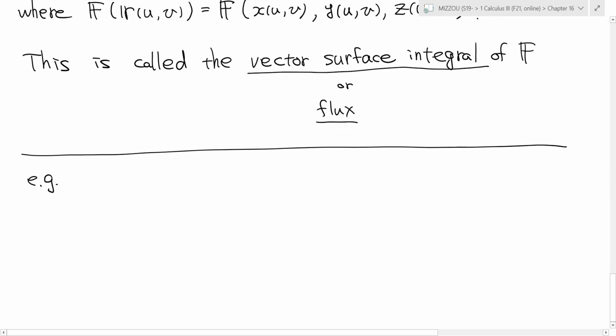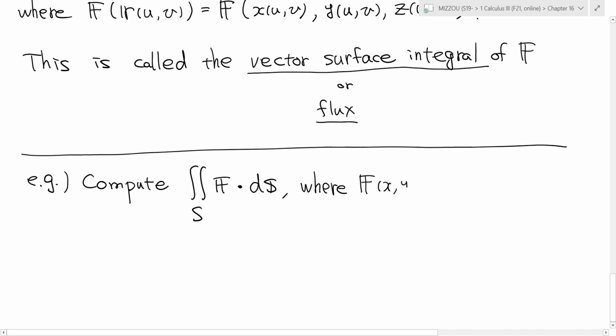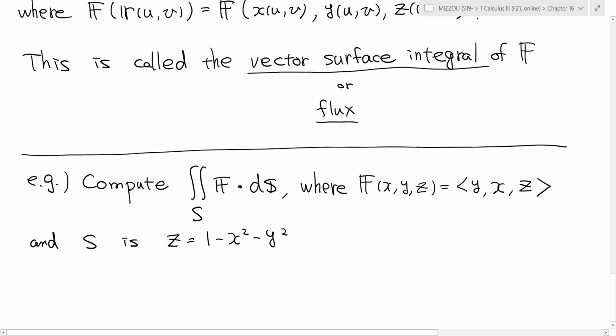Example. Compute the surface integral of F dot dS, where our vector field F of x, y, z is yxz, and S is z equals 1 minus x squared minus y squared, with z bigger than or equal to 0. And the orientation is inward.